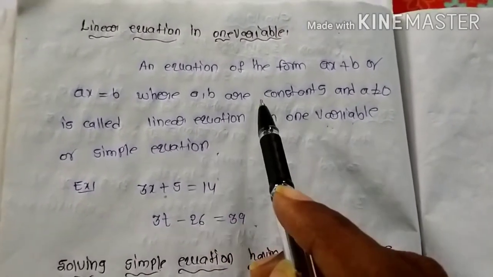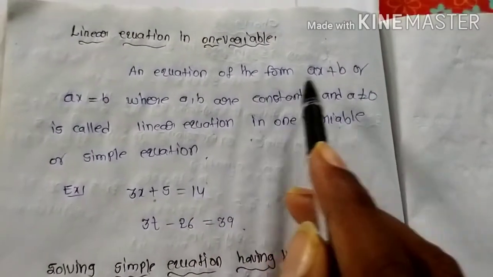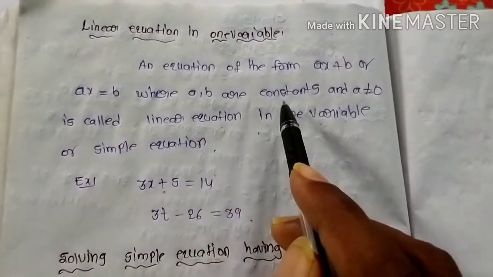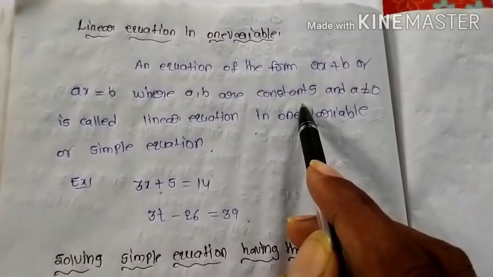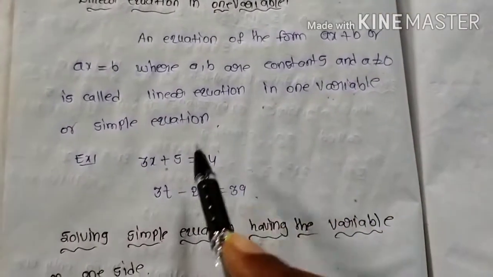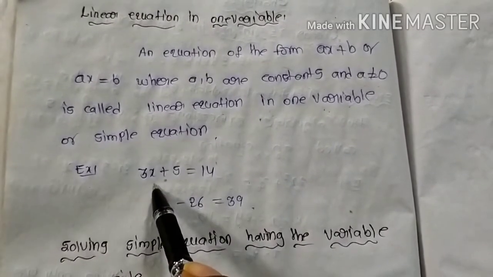Just remember: an equation of the form ax plus b or ax is equal to b, where a, b are constants and a is not equal to 0, is called a linear equation. Take your example, 3x plus 5 is equal to 14. How many variables does it have? Only one, x, or no?